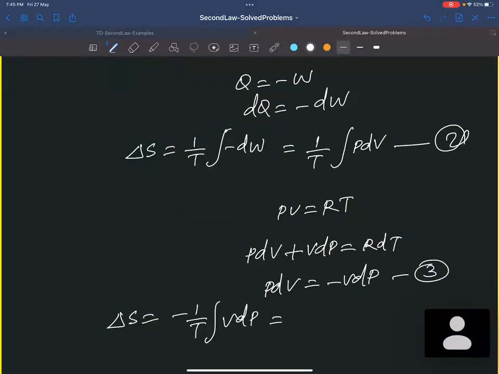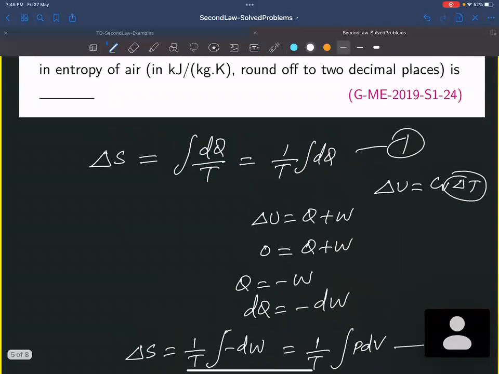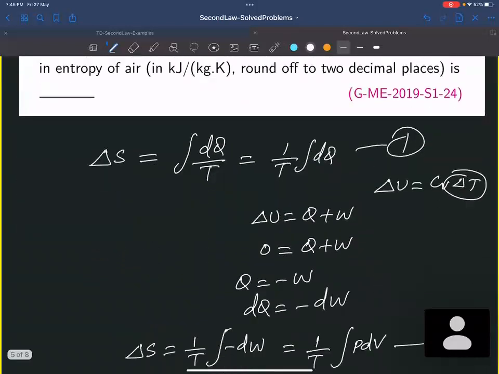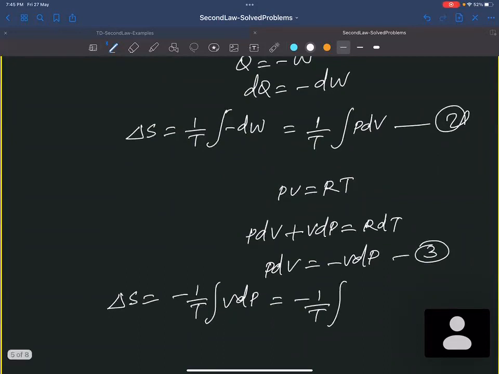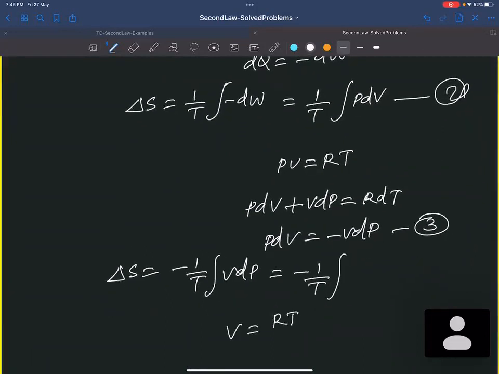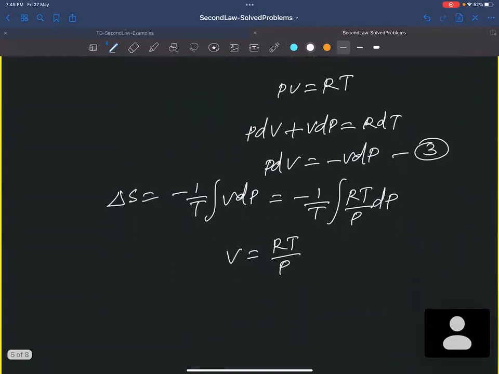Why do we write in terms of VdP? Because we know the pressure change. Inlet pressure and outlet pressure are available. But still we don't know what V is. We can write V in terms of P and T. Always V equals simply RT by P. So using that, we have RT by P into dP. So always delta S equals simply minus R.